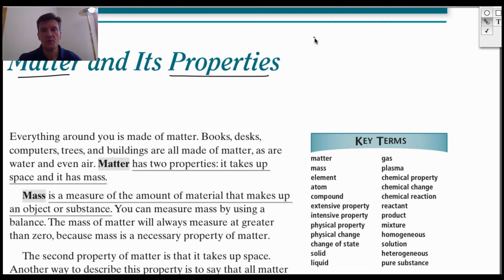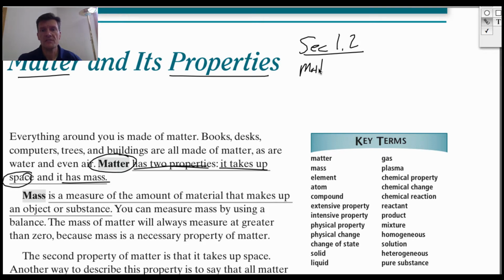So section 1.2, you can put this in your notes. One thing you need to know is you're going to write down this definition. Matter has two properties. It takes up space and it has mass. That's what matter is. Matter is anything that takes up space and has mass. And that's everything that we see in our world.